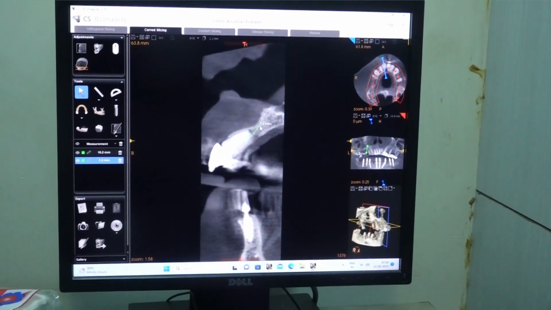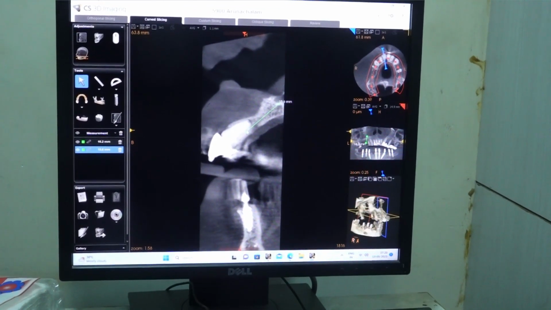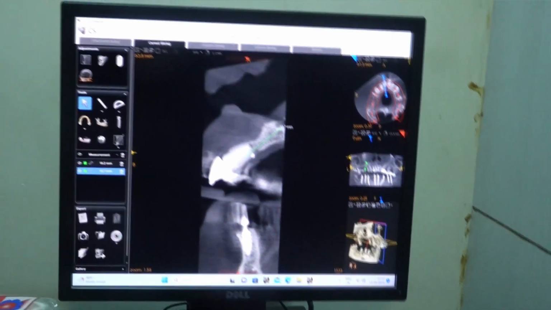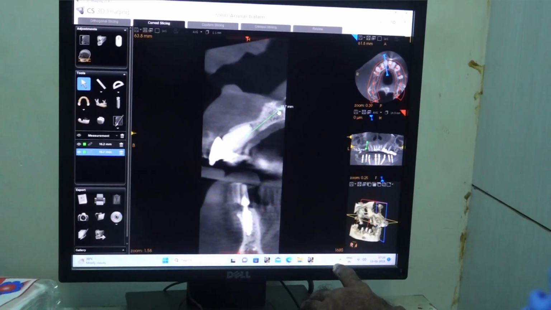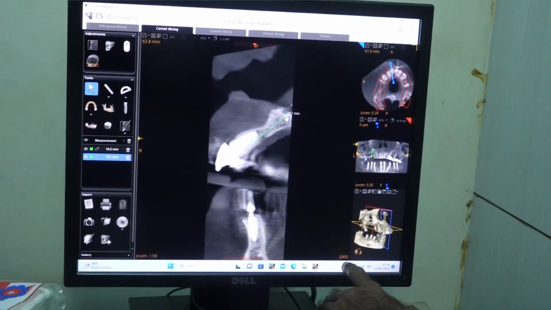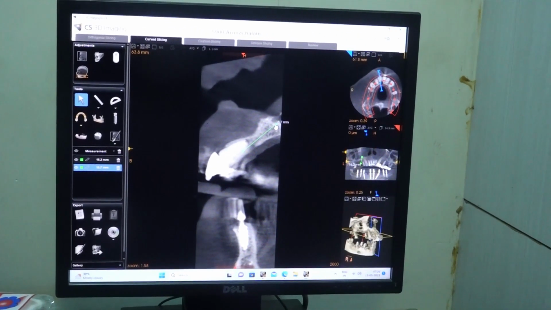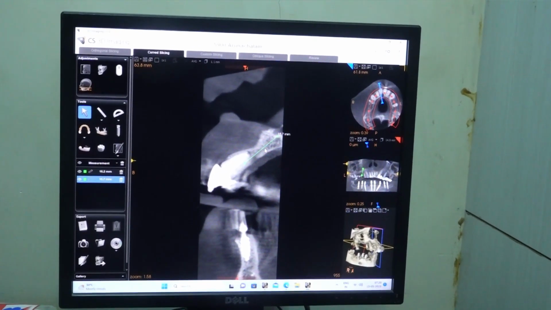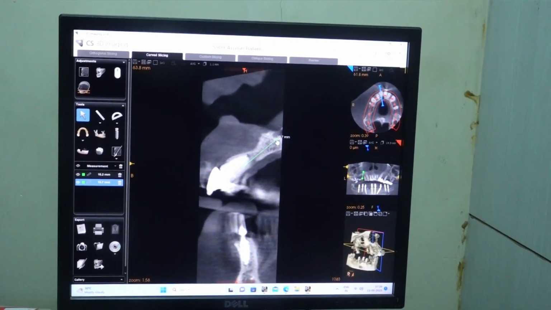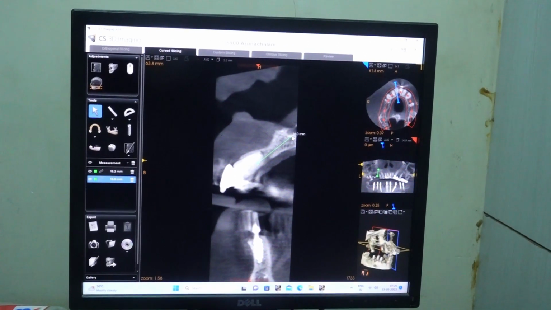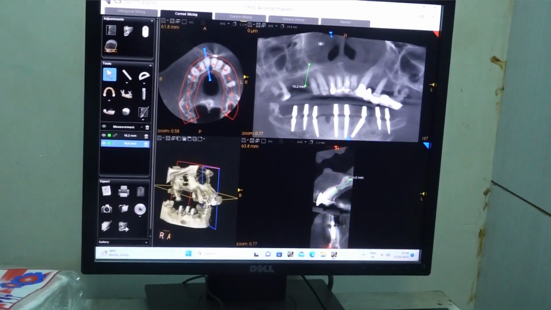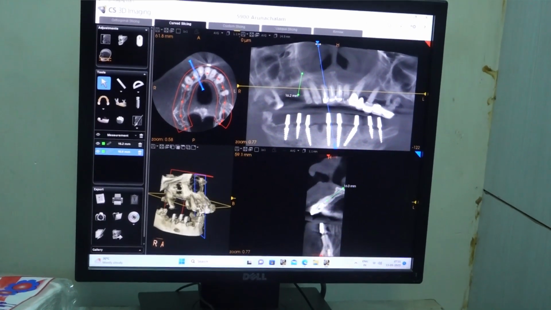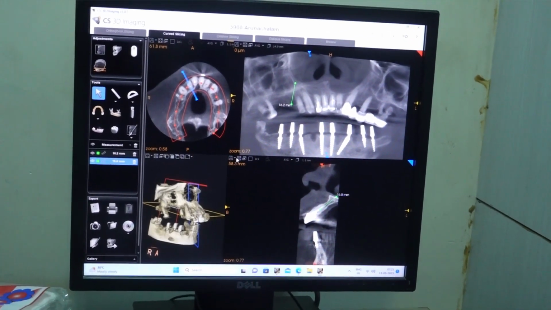Whether to place compressive or basal, both can be placed here. But if you place a basal, see the density, it is around 2000 near the nasal floor. So if you place BCS, you will get more engagement from this area. So both ways you can place. So one implant at the 1-1, and another implant in the 1-2.